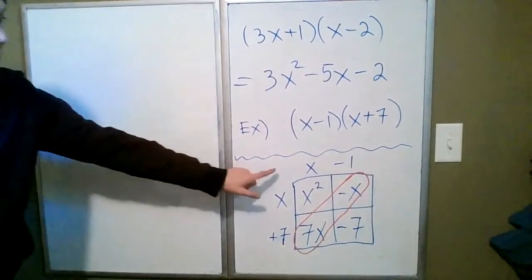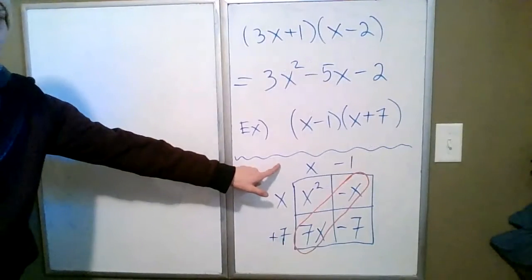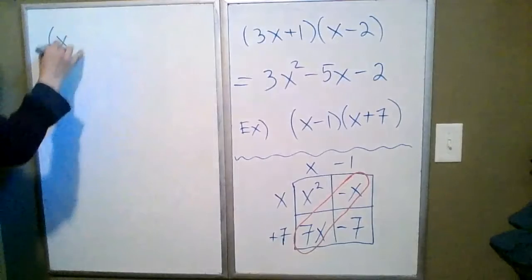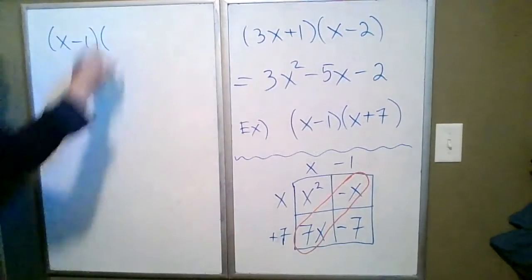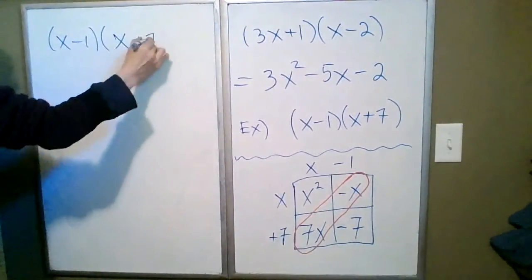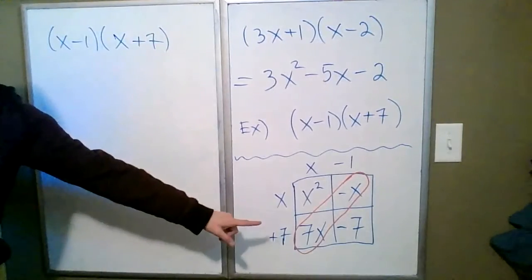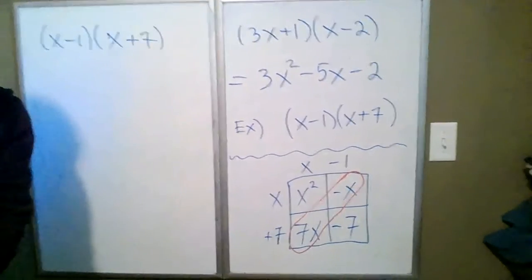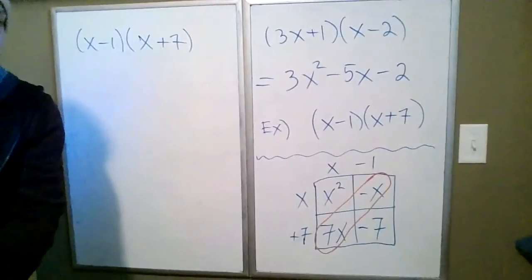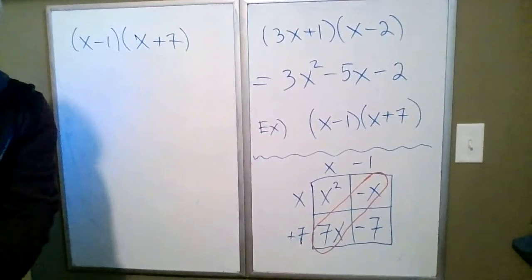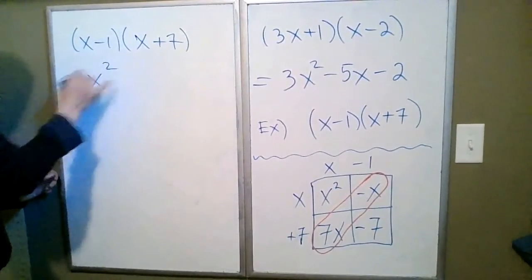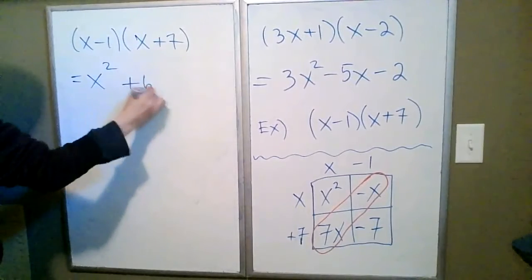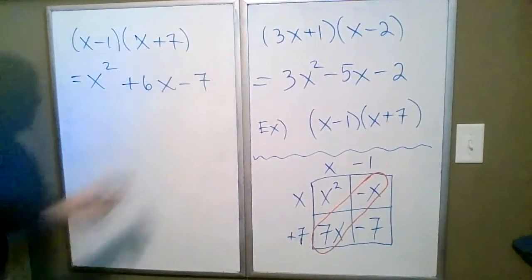All right, but first we're going to just write what we've done. We've taken x minus 1 and multiplied it with x plus 7. And we've gotten what's inside the square. Just x squared. 6x minus 7.